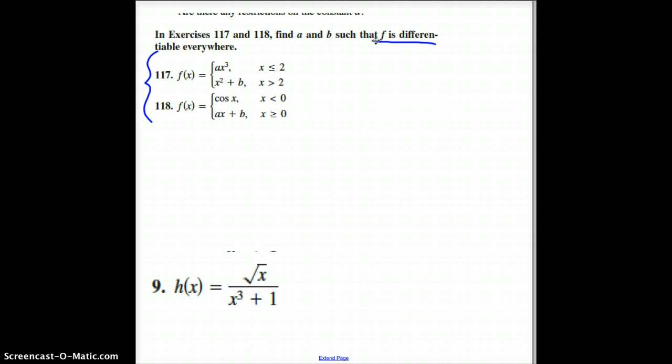You're being asked where a function is differentiable everywhere. And remember, a loose term for differentiable is that the function must be smooth. So if you look at number 117, this is a cubic function, which on its own is smooth everywhere. It has no sharp turns, it's continuous, it's great. This also is a parabola, which on its own is smooth and continuous with no sharp turns. So on their own, the functions are differentiable everywhere, but you're having them meet up at x equals 2.